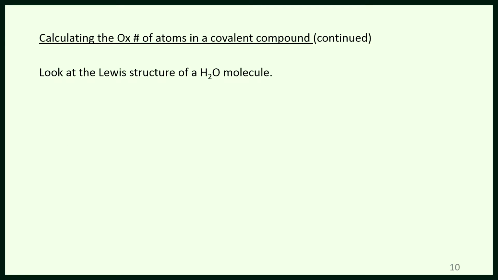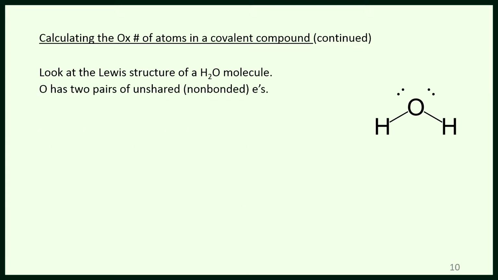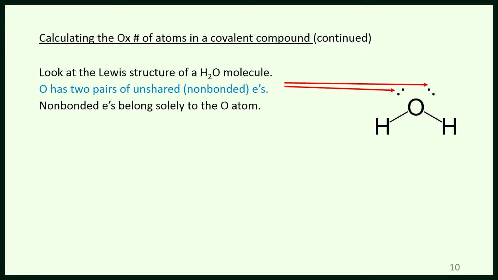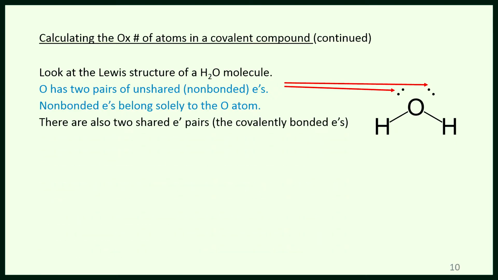Let's go further. Let's look at the Lewis structure of a water molecule. Oxygen has 2 unshared non-bonded electrons right there. The non-bonded electrons belong entirely to the oxygen atom. They're not being shared. There are also 2 shared pairs of electrons, the covalently bonded electrons, right there.